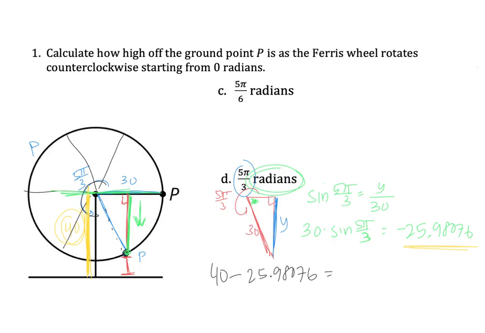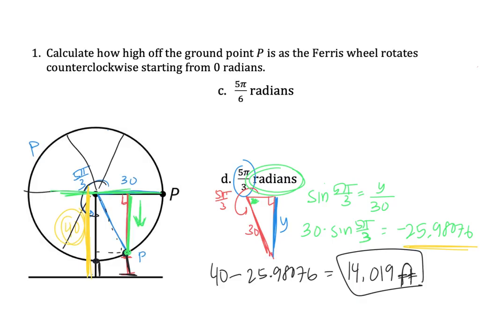So when I do that, I get 14.019 feet. So that is the distance from the ground to point P, which you can see it's a little bit above. We knew this was 10 feet when we did that in an earlier question, so that's just a little bit above. So yes, that makes sense. So you can always have a little pause and ask yourself if that makes sense.